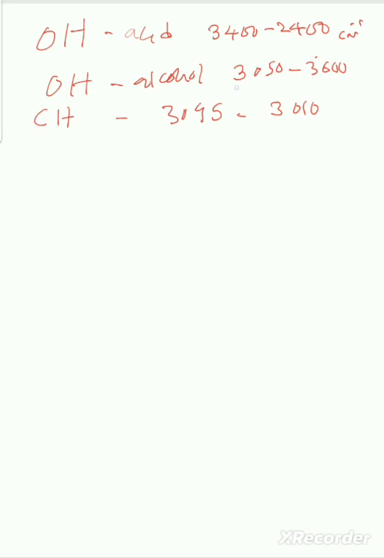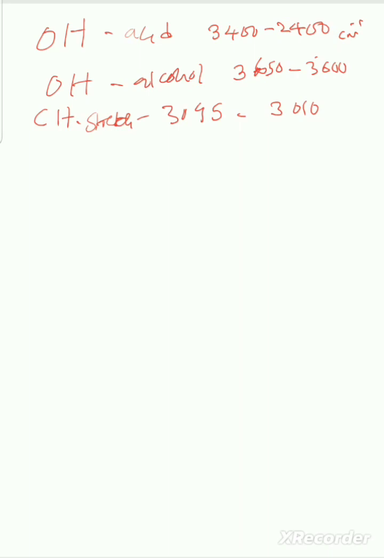Let's look at the OH of an alcohol. It vibrates at 3650 to 3600 per centimeter. Then CH stretch vibrates at 3095 to 3010, so it is in a range. When you look at these, it means that you are done with IR spectroscopy. We need just to know this.